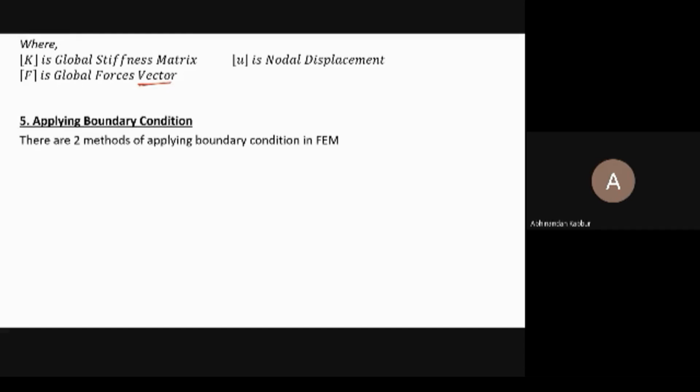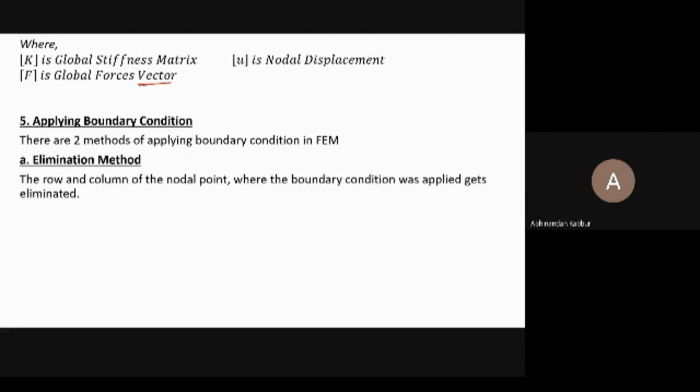Coming to the fifth step, there we need to apply the boundary condition. As I told, FEM doesn't solve the problem unless I apply the boundary condition. There are two ways to apply the boundary condition in FEM. One is the elimination method, and the second one is the penalty method. I'll tell you once again, in the problem sometimes it will be mentioned to use the elimination method of boundary condition. Then of course you have to use the elimination method. There you cannot use the penalty method, or vice versa.